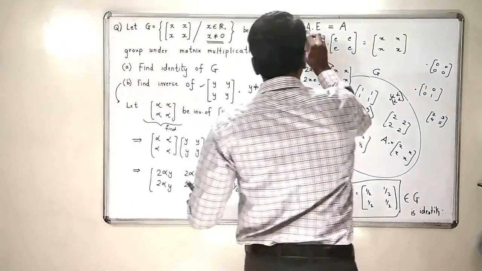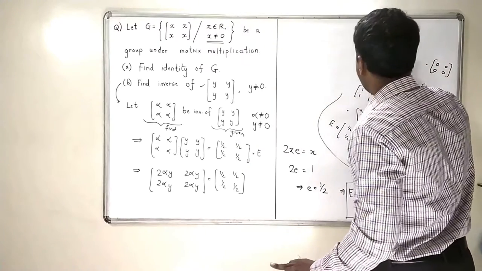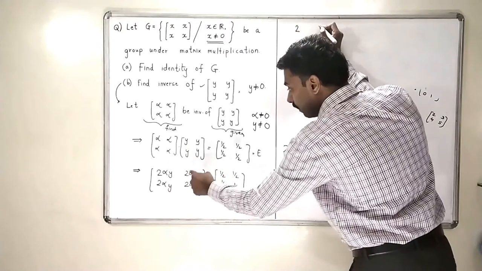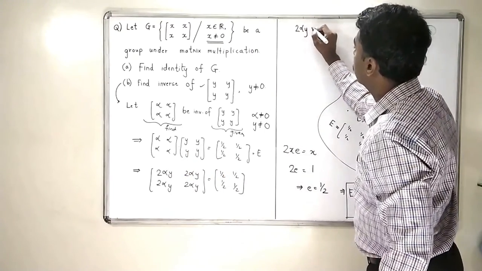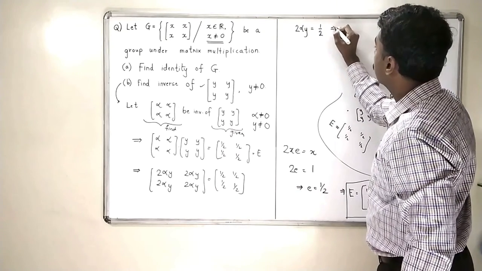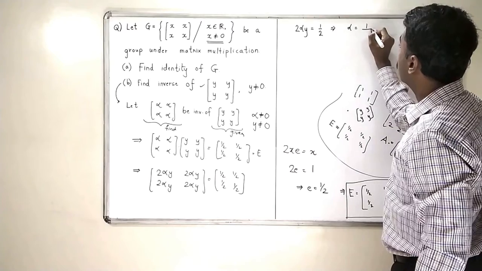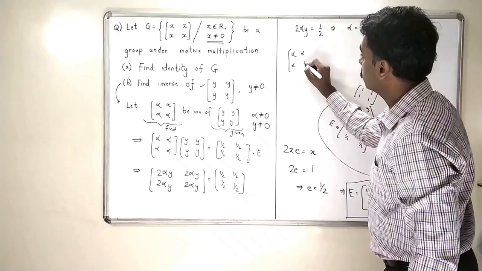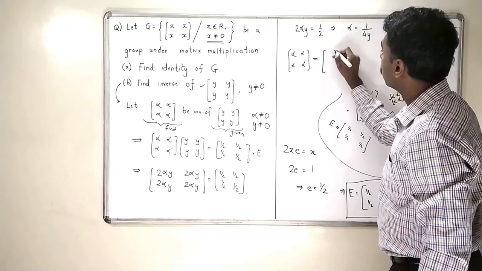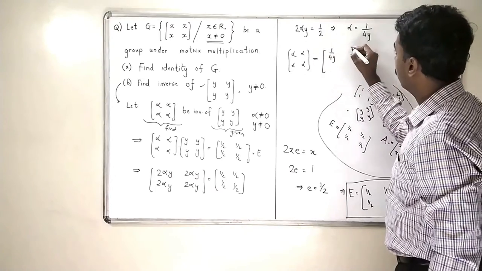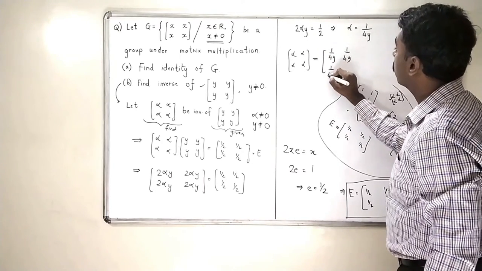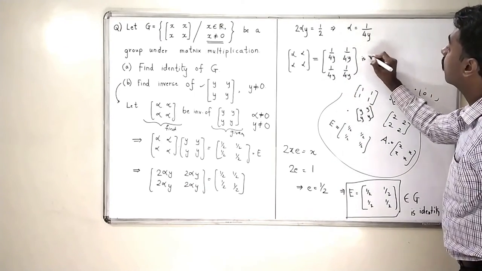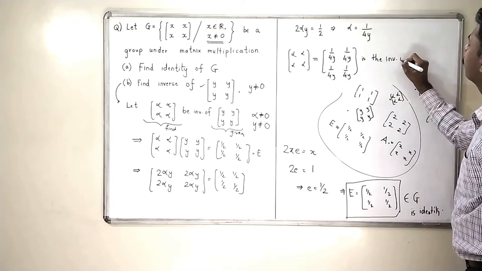So let us simplify this. So this means that 2 alpha y must be equal to how much? 2 alpha, because all entries are the same. 2 alpha y is equal to half, and this means the value of alpha is 1 upon 4y. Means the matrix alpha, which we wanted to find, is nothing but what? 1 upon 4y, because alpha is 1 upon 4y. So this matrix is the inverse of which matrix?